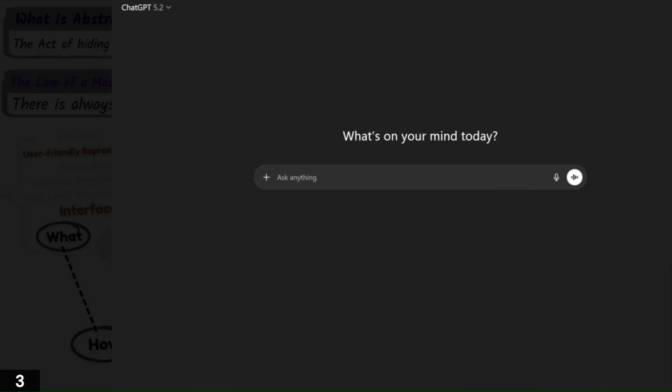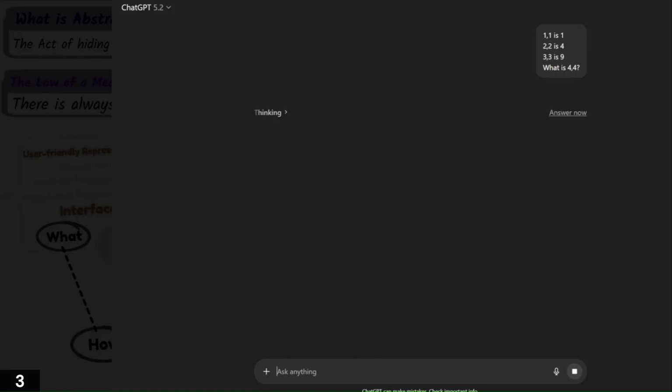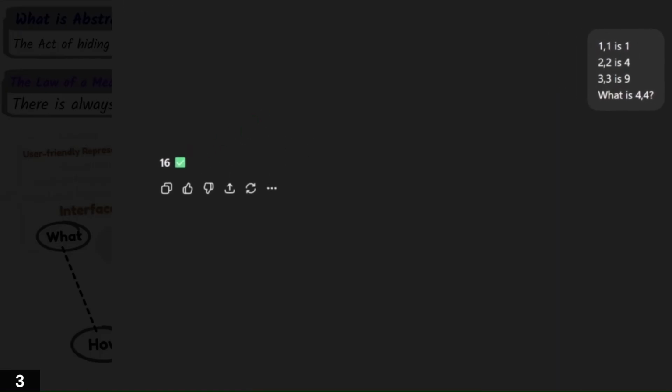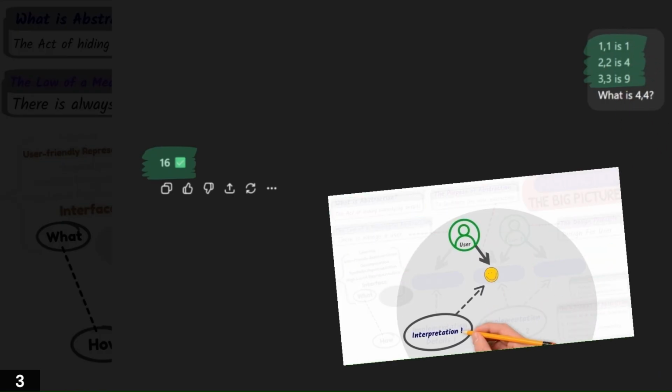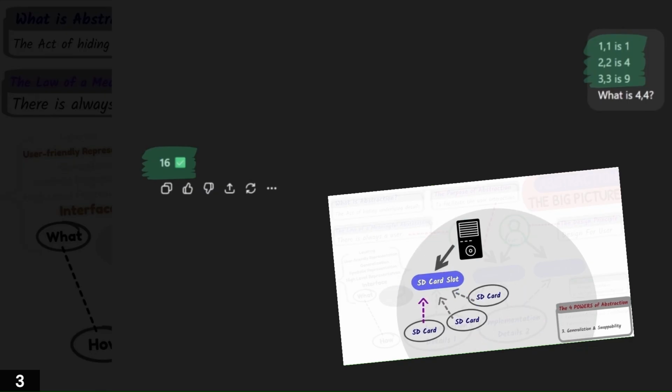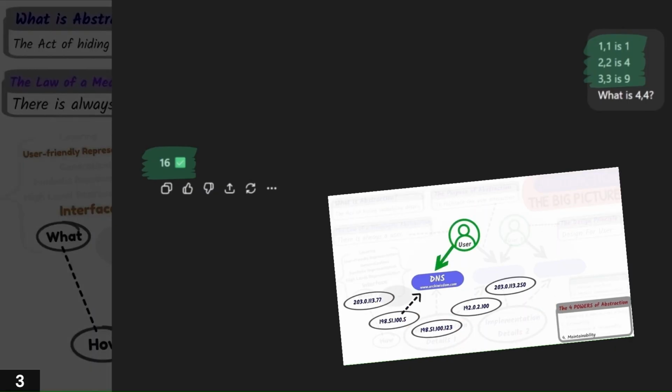Now before I proceed further, let me ask you a riddle. 1, 1 is 1. 2, 2 is 4. 3, 3 is 9. What is 4, 4? Let's ask AI. Correct? But the real question is, how did it know? I never mentioned that we are doing multiplication. So how did it figure it out? Because we gave a few examples. And this is something the human brain is very good at. Learning through examples. So does AI. And that's exactly what we are doing in this video.